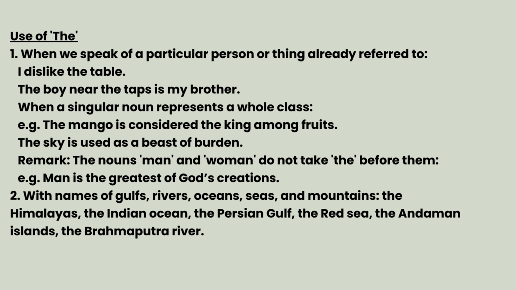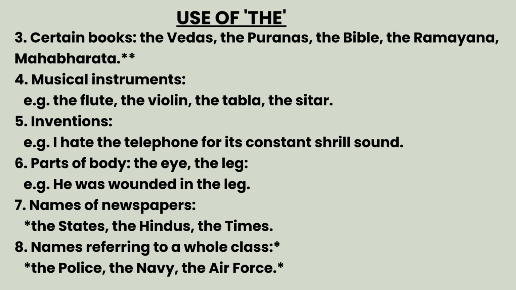Two, with names of gulfs, rivers, oceans, seas, and mountains: the Himalayas, the Indian Ocean, the Persian Gulf, the Red Sea, the Andaman Islands, the Brahmaputra River. Three, certain books: the Vedas, the Puranas, the Bible, the Ramayana, the Mahabharata. Four, musical instruments. E.g., the flute, the violin, the tabla, the sitar. Five, inventions. E.g., I hate the telephone for its constant shrill sound.